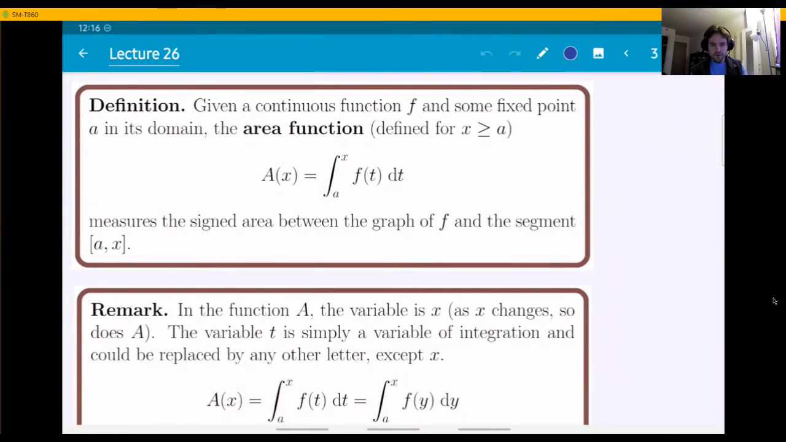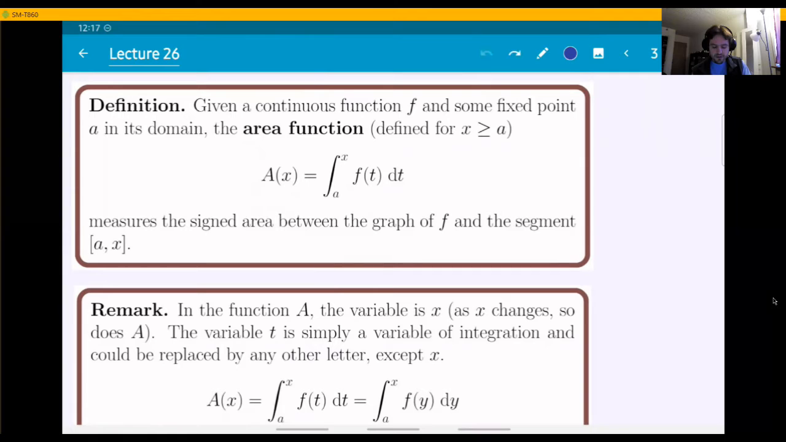What we are going to consider first is something that's called the area function. So given a continuous function, little f, and also some fixed point A in the domain. The area function, let's say it's going to be defined only for x larger than or equal to A. It's by definition this particular expression here.